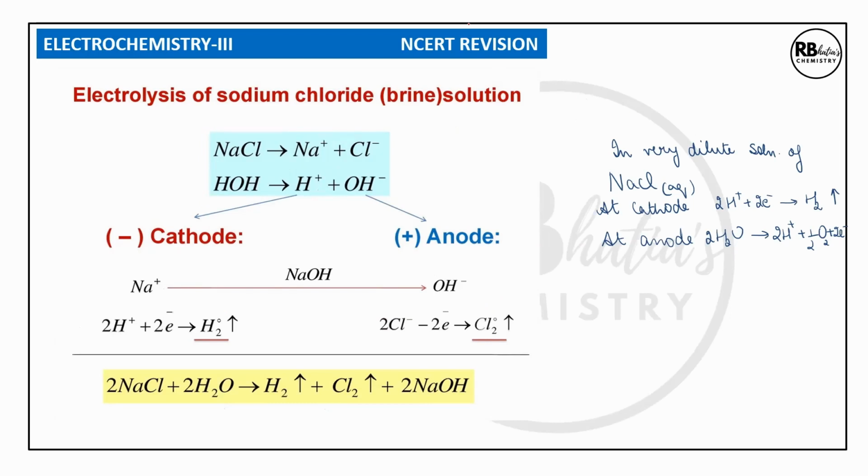But in case we are talking about a very dilute solution of sodium chloride, since products of electrolysis also depend on concentration, for a very dilute solution, very dilute means it's more of water. So at cathode, hydrogen gas gets liberated, and at anode also water gets oxidized to liberate oxygen gas, because we have more of water in the solution.